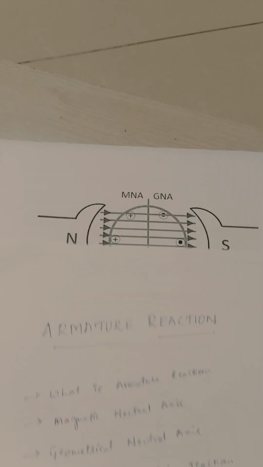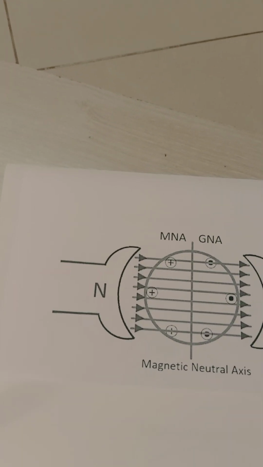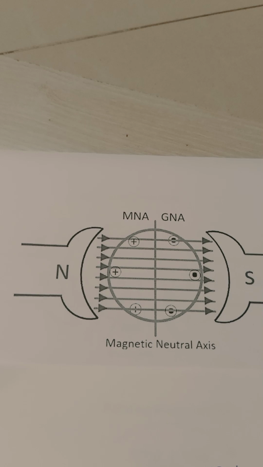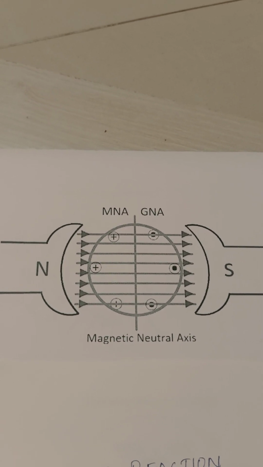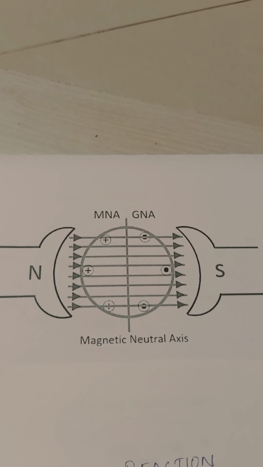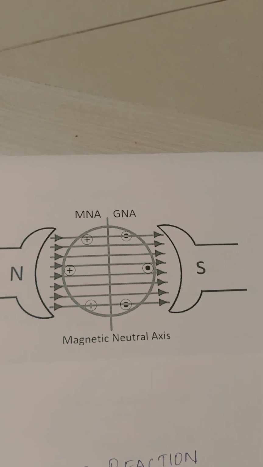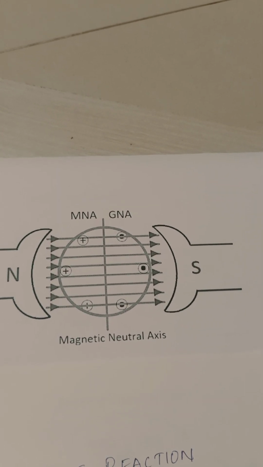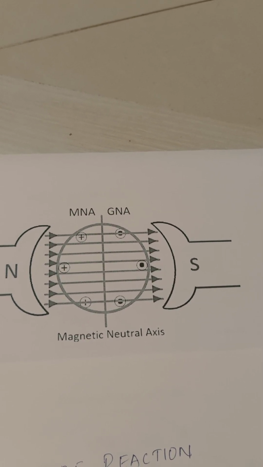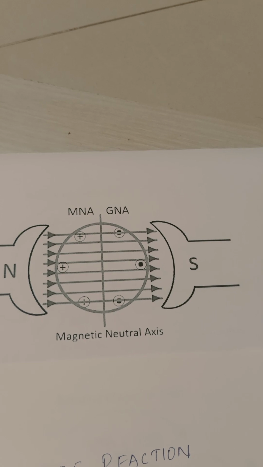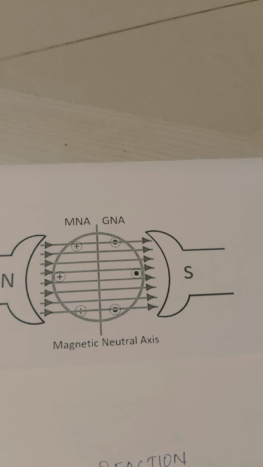Armature reaction. The armature reaction is the impact of armature flux on the main field flux. Armature reaction simply shows the effect of armature field on the main field. What is this armature field? Armature field is the field which is produced by the armature conductors when the current flows through them. And what is the main field? It is produced by the magnetic poles.